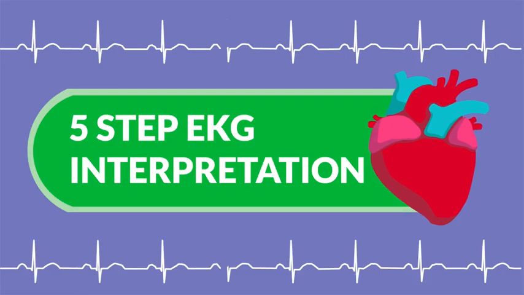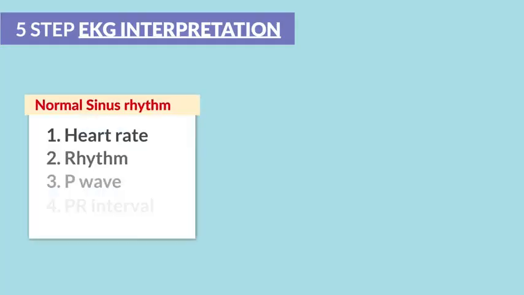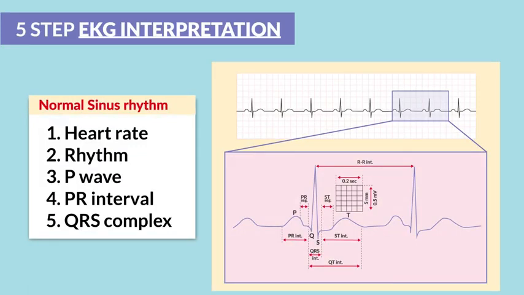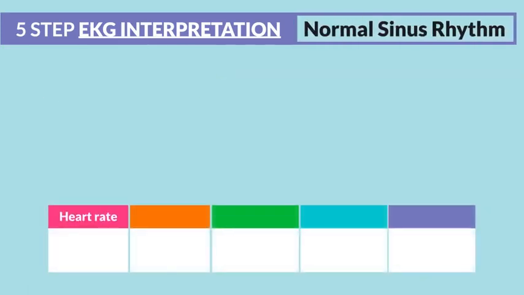Now for the 5-step EKG interpretation. Use these 5 steps to interpret any rhythm in 15 seconds or less. Step number 1 is all about the rate.